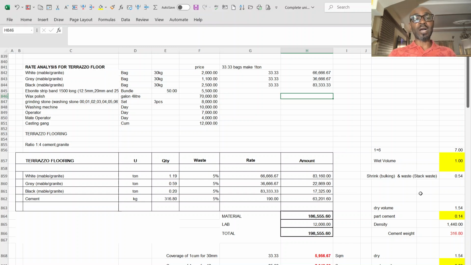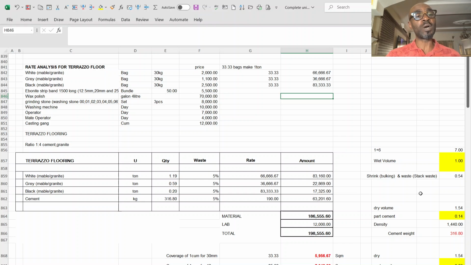You're welcome to another wonderful and interesting episode where we shall be analyzing the unit cost per square meter for a terrazzo floor finish. I will indulge us to watch to the end because this video is going to be a little bit longer than the usual because of the explanations I will need to give for clarity.